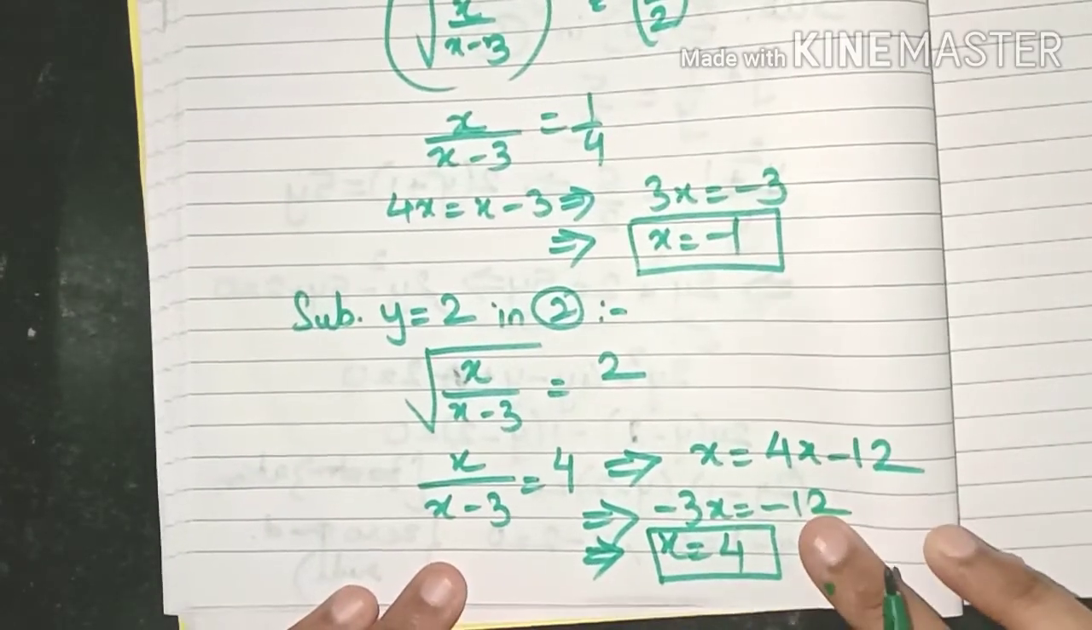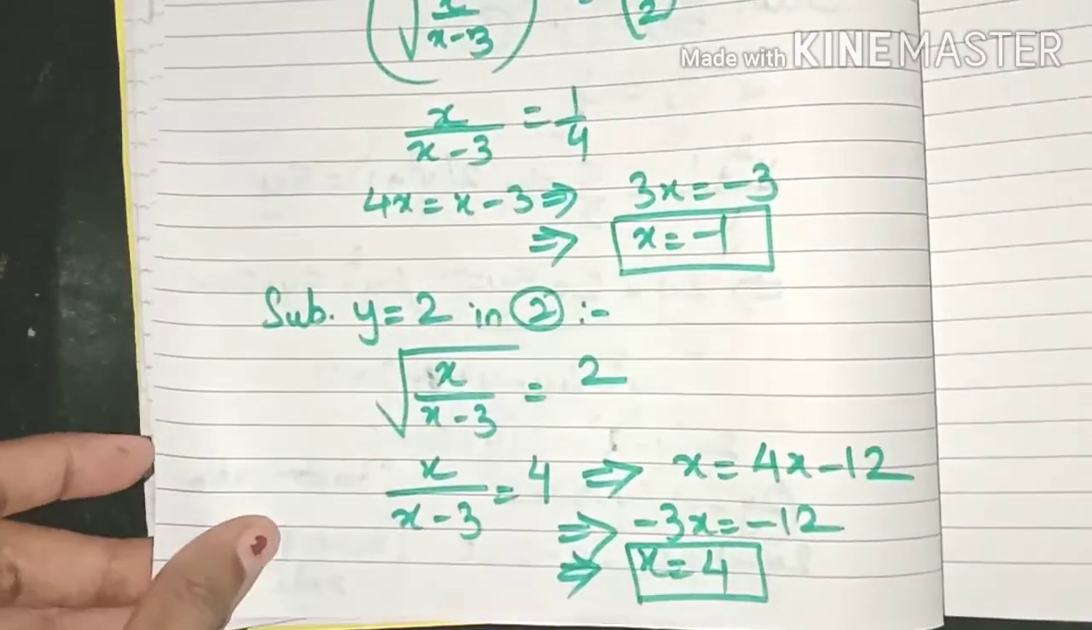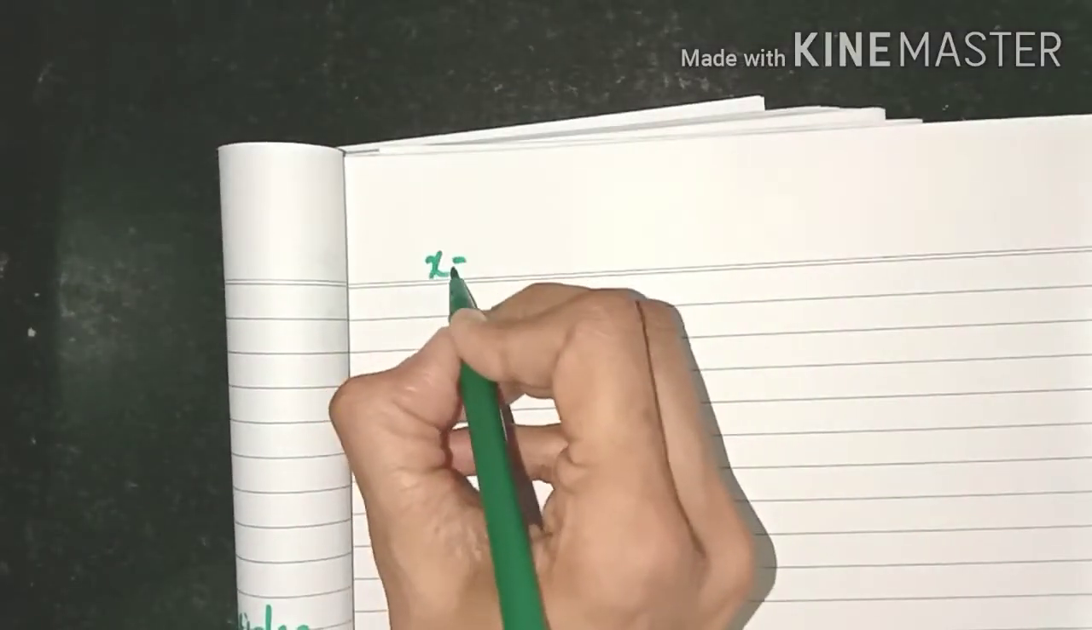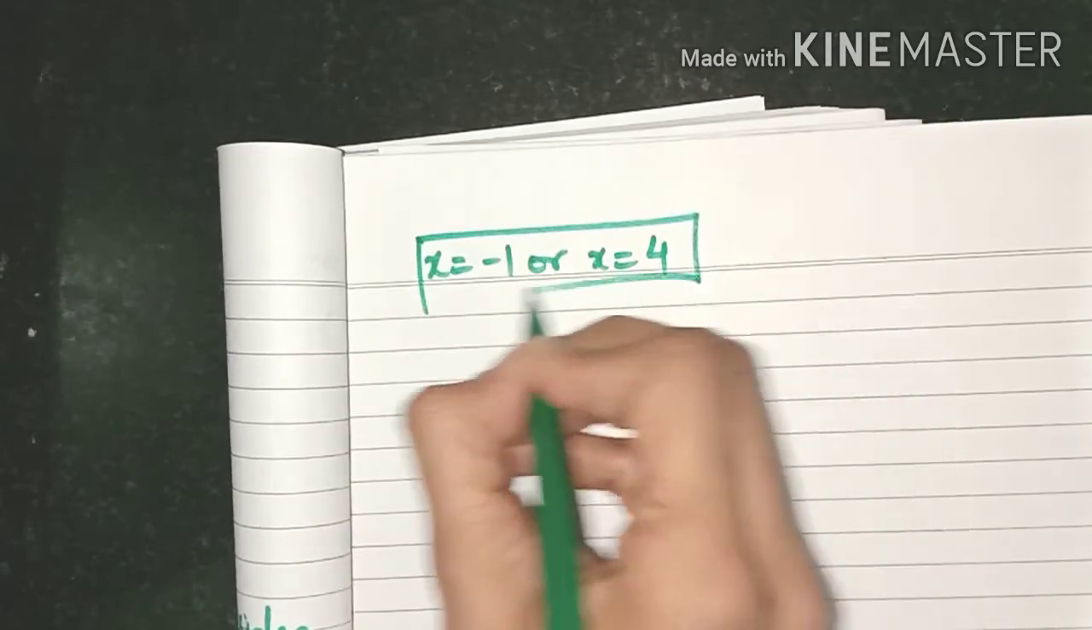So here we are with two values of x. Definitely this was a quadratic equation only, because we got two values of x. So x is equal to minus 1 or x is equal to 4. This is the final answer.